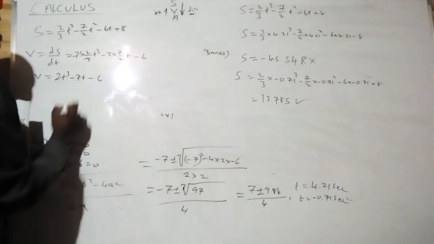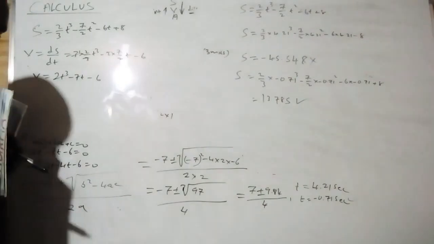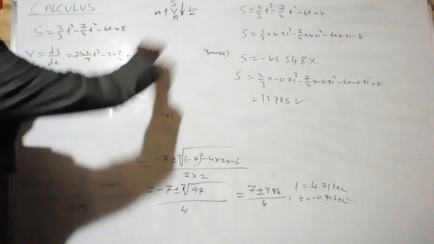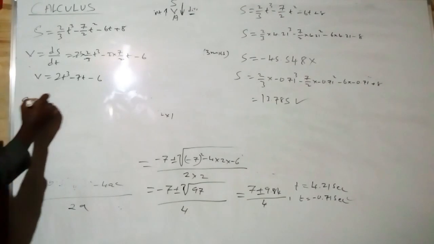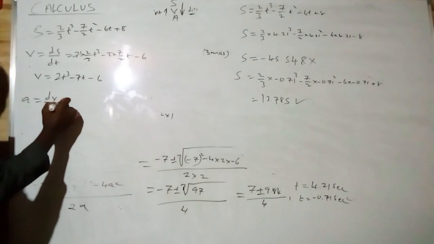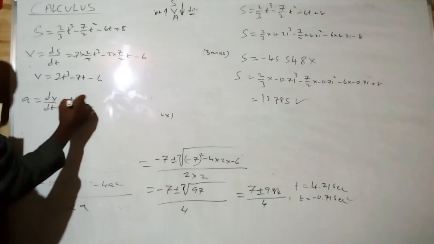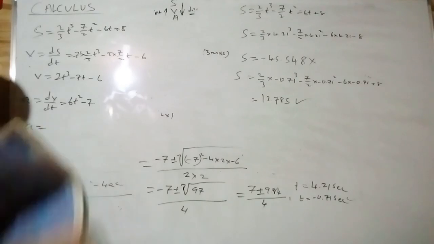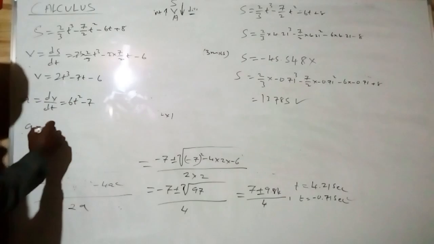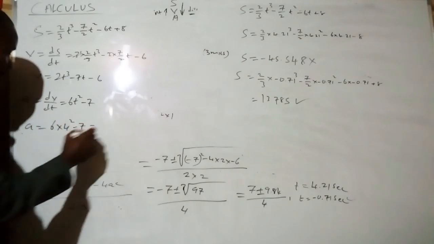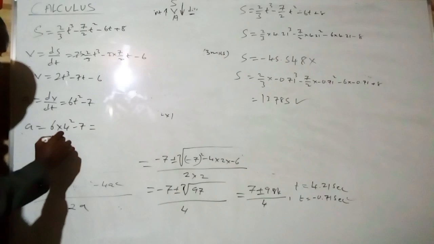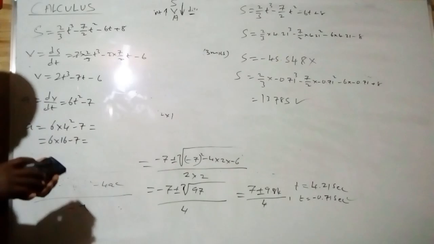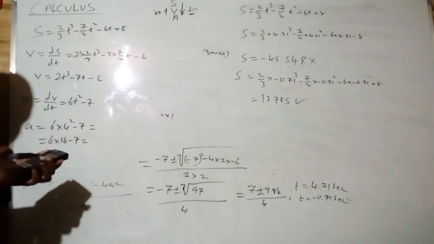But you want acceleration. You differentiate again. You proceed and say that acceleration is equal to dv over dt, which is equal to 6t squared minus 7. Acceleration when t is equal to 4, you just substitute: 6 times 4 squared minus 7, which is 6 times 16 minus 7, which is equal to 89 meters per second squared.